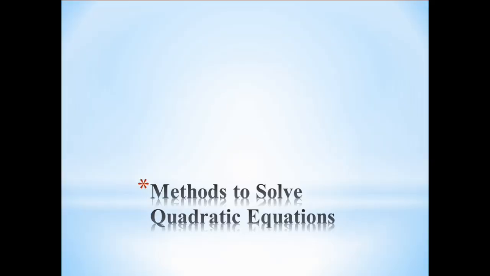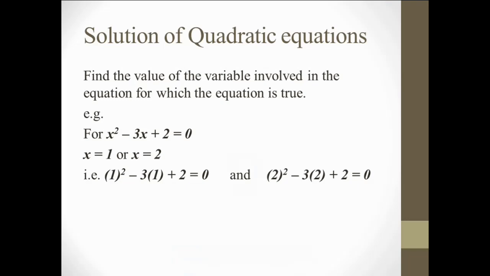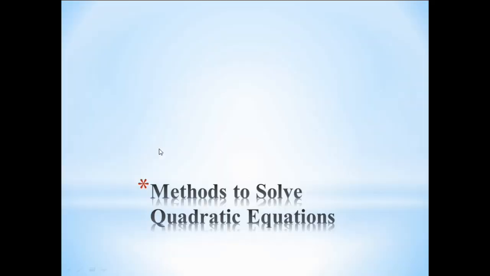But how do we solve the quadratic equation? How did we find that x equals 1 and x equals 2 are true for this equation? For this purpose, the solution of quadratic equations is calculated or found using three methods. Number one, factorization method. Number two, completing square method. Number three, by quadratic formula. We shall discuss these methods one by one in our upcoming lessons.